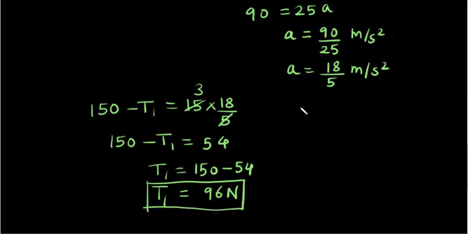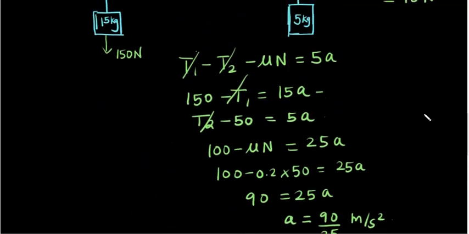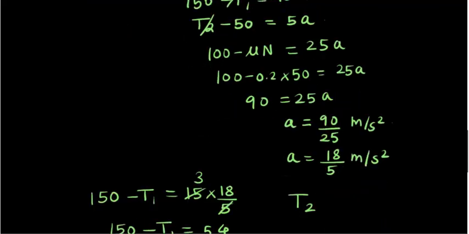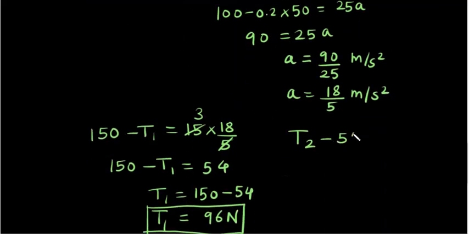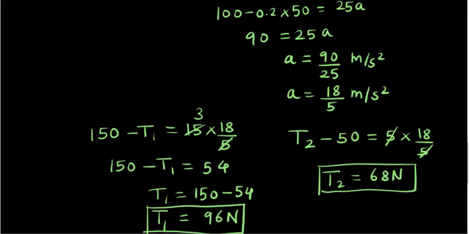Now what about T2? T2 can be found out using this equation: T2 minus 50 is equal to 5 into A. This 5 and this 5 will get cancelled. We will get T2 as 68 Newton. So T2 is 68 Newton and T1 is 96 Newton.